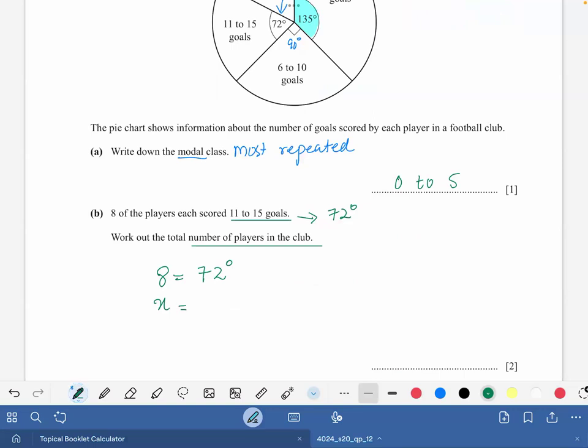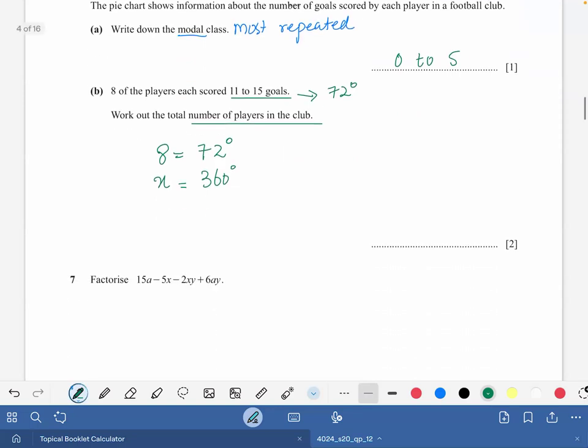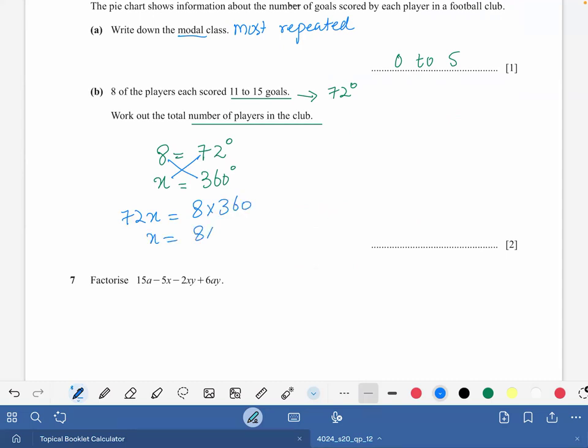So what I have to do is just equal to 360 degrees. So let's find out the 100. How many total number of players do we have? So just simply cross multiply. Do not multiply, just write that 72x is equal to 8 times 360. Now 72 will go there. 8 multiplied with 360 divided by 72.